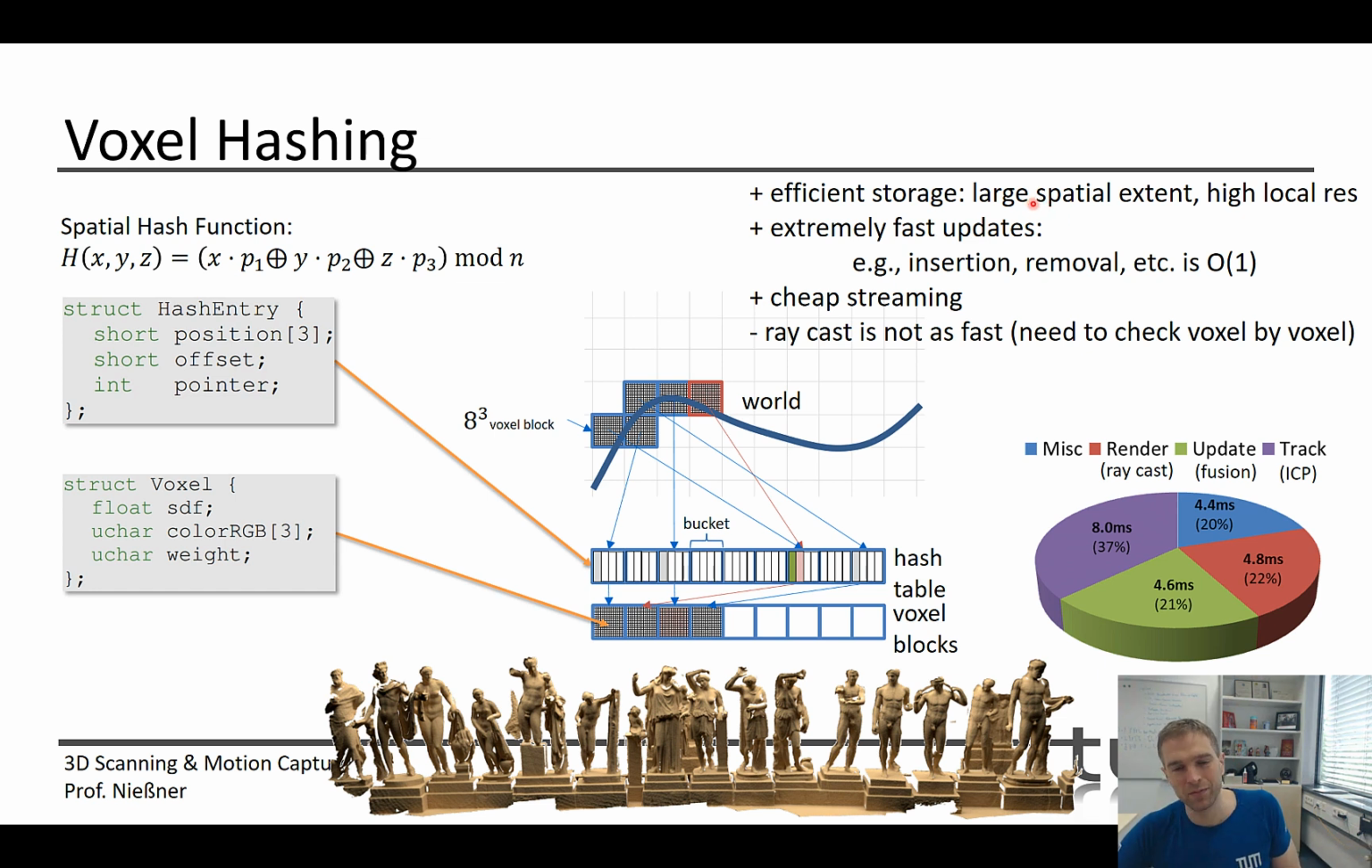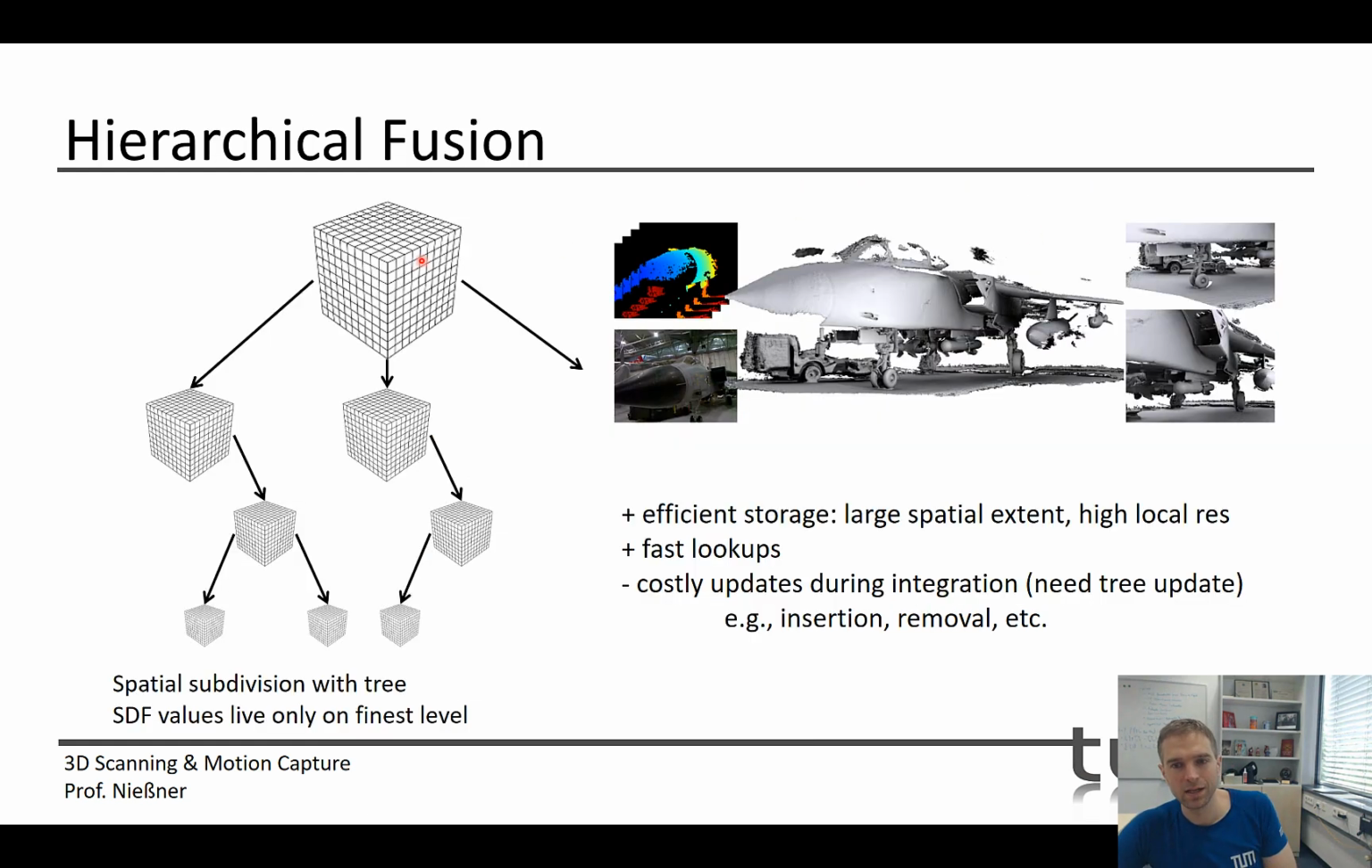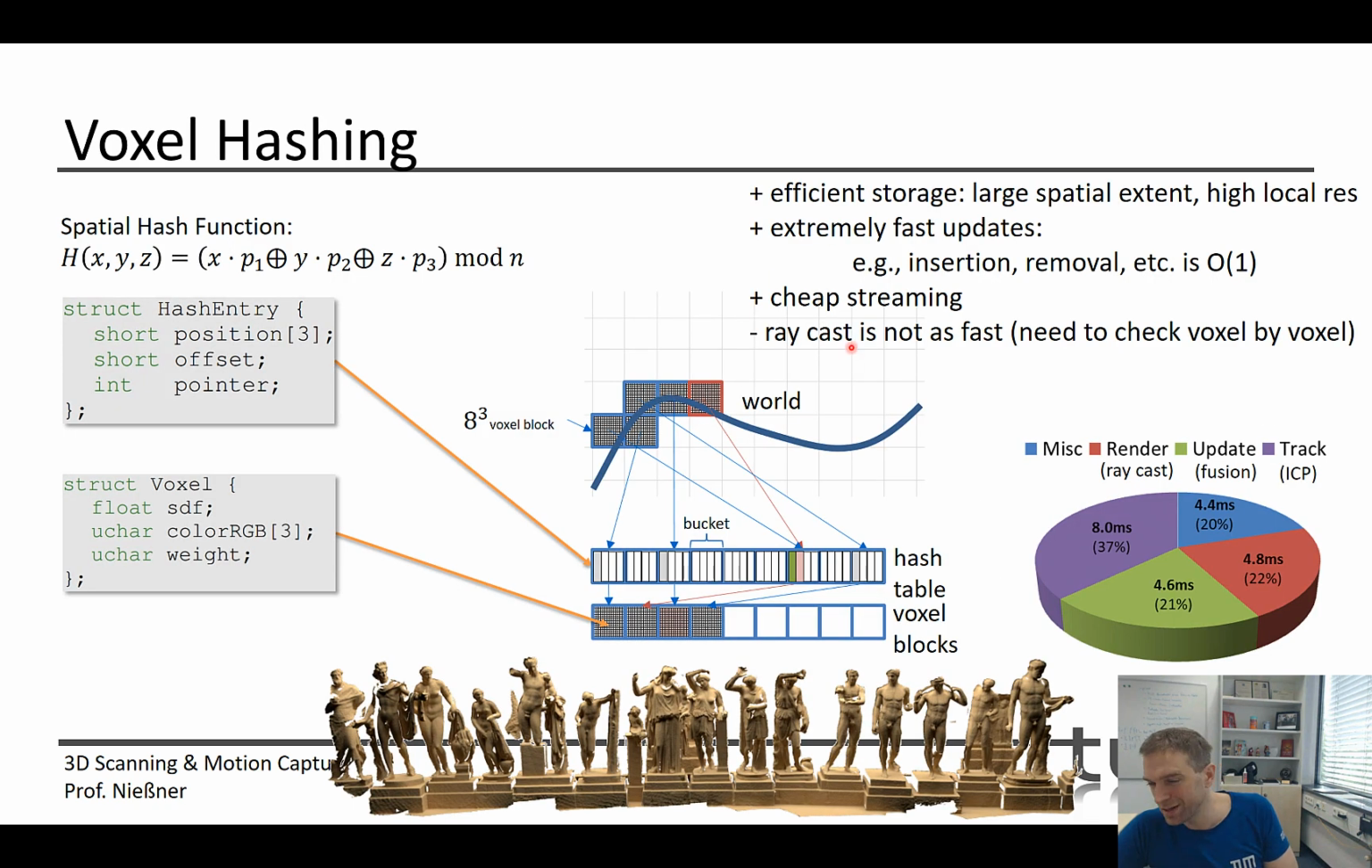The only drawback of the hashing data structure is that the raycast is not that fast anymore. So for instance, with this hierarchical fusion, the data structure is super good in terms of the lookup. The lookup here is basically O(log n), you traverse the tree, and you can skip a lot of free space. Here, the lookup is a little slower because you have to go voxel by voxel in order to find the zero crossing. So the raycasting operator in this Kinect Fusion pipeline is a little bit slower. But the insertion and the removal is O(1), and this is what you really need in this volumetric fusion. This has to be super fast.